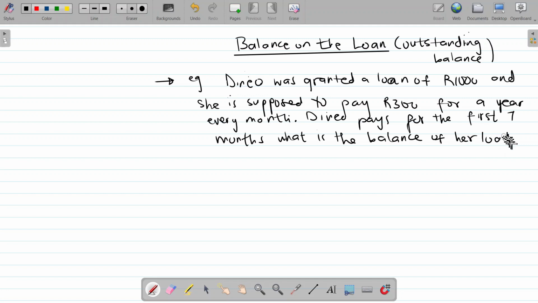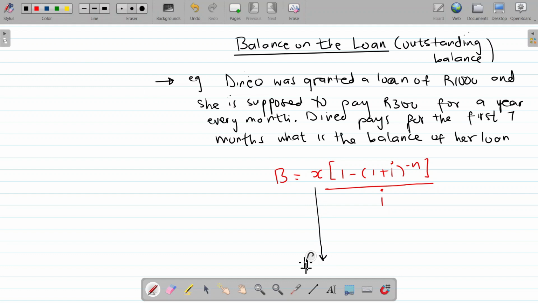So now, here's the thing when you use the present value for balance on the loan. Instead of PV, we're going to use B, B standing for balance on the loan. So it's going to be X into 1 minus 1 plus I to the power of minus N, close the bracket, all over I. So now, X over here is your fixed payments, while I over here is your interest rate.